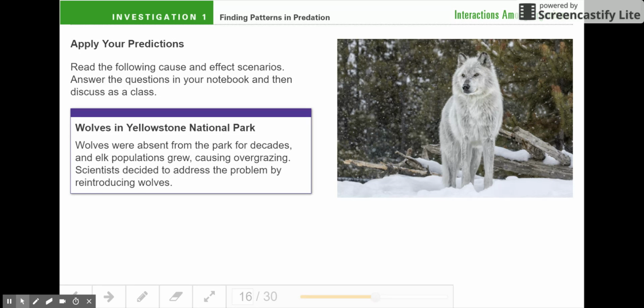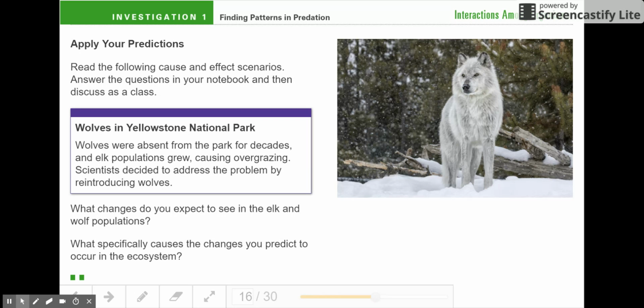So we're going to look at wolves in Yellowstone National Park. Wolves were absent from the park for decades, meaning that there weren't wolves in this park for a long time. And elk populations grew, causing overgrazing. So elk overate the grasslands. The scientists decided to address this problem by reintroducing wolves, right? Our questions on 11 and 12 are: what changes do you expect to see in the elk and wolf populations? And finally, what specifically causes the changes you predict to occur in the ecosystem?